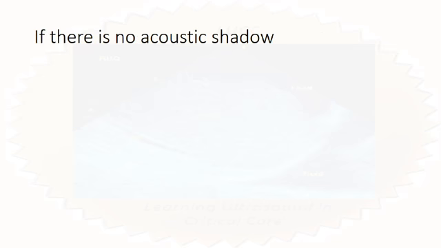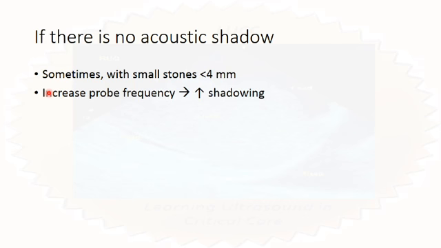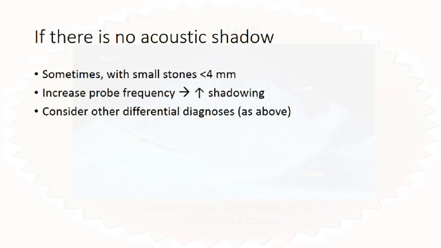Then, what happens if you do have a gallbladder stone, but you don't have any shadowing from it? As I've already said, small stones don't produce shadowing, but what you can do is increase the frequency of the probe, and that can often increase the shadowing. And then consider the other differential diagnosis, the polyp or the tumor that I've already mentioned. So we've talked about the first hard and reliable sign, which is the gallbladder stone.